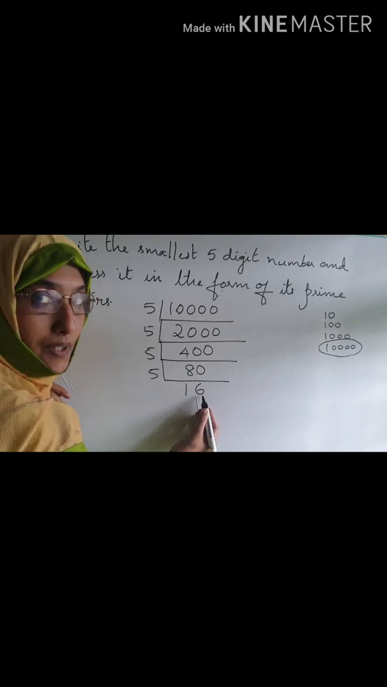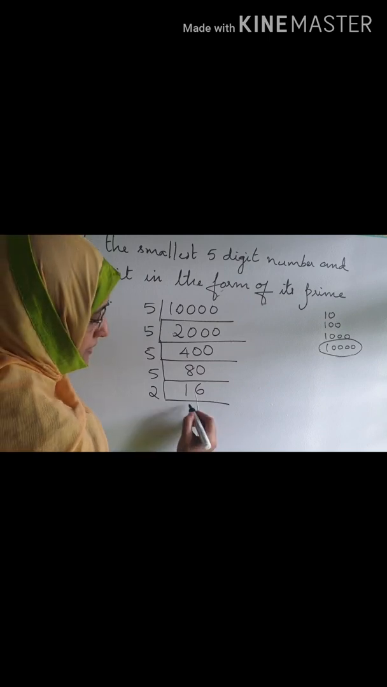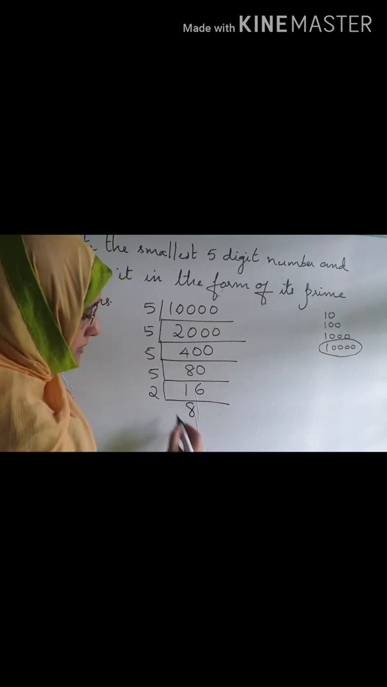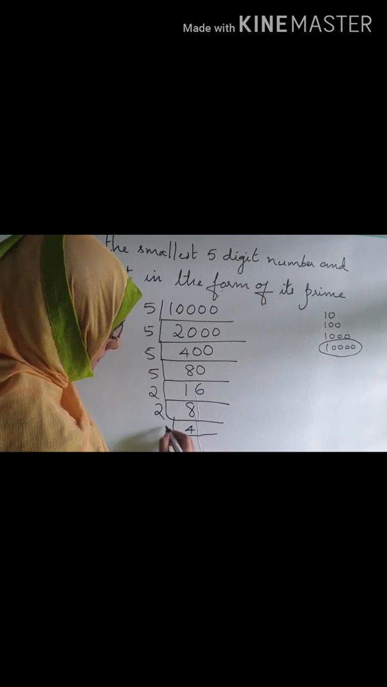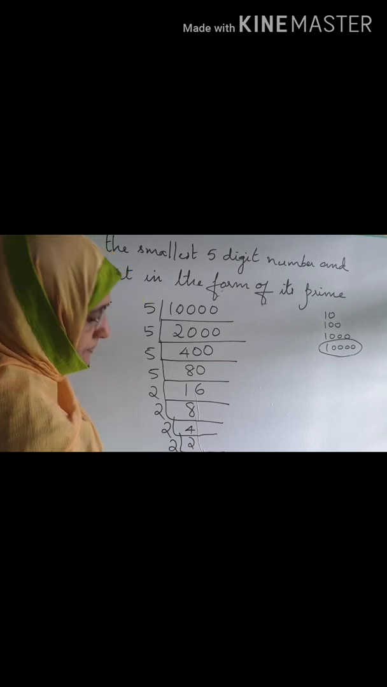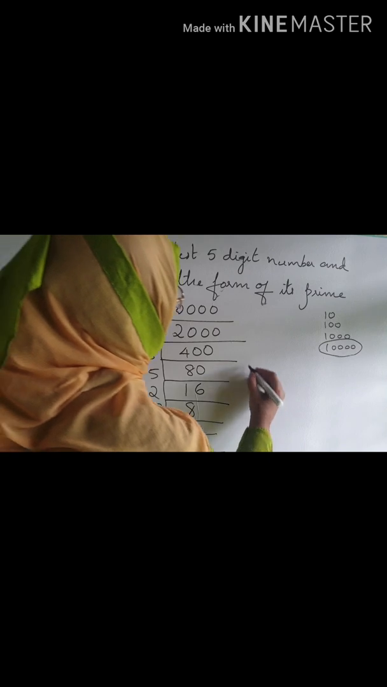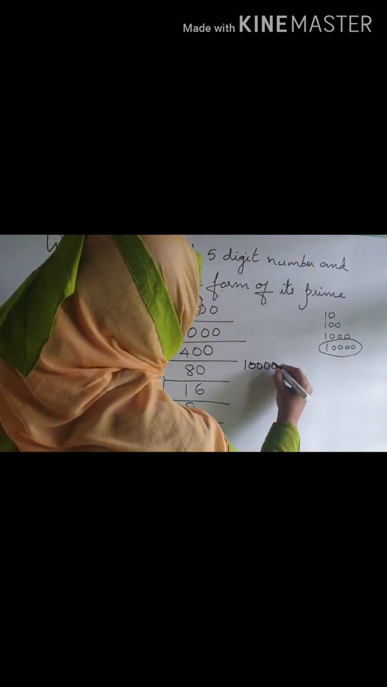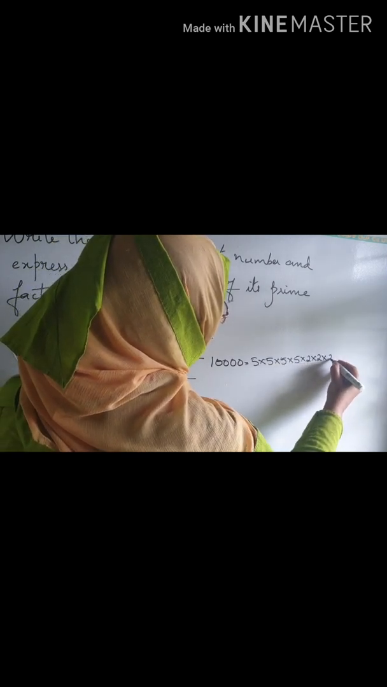But it's an even number, isn't it? So you can use 2 there. 16 divided by 2, 8. Again you can use 2. 4. Again 2. Okay. So which are the prime factors? 10,000 is equal to 5 into 5 into 5 into 5, then into 2 into 2 into 2 into 2.